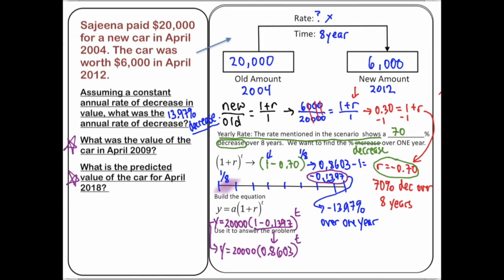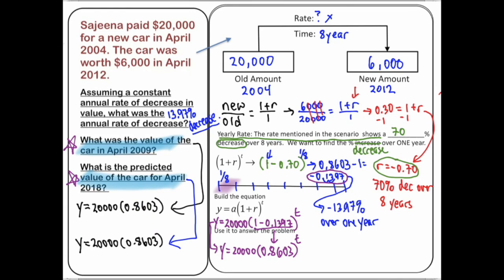And that is going to be the equation that we're going to roll with. So what I'm going to do is set up the two parts that we're going to need. We want to know what was the value of the car in April 2009 and what is going to be the predicted value of the car in April 2018, assuming that we're going to keep losing this particular percentage per year. So I'm going to set these up over here on the left-hand side, and I'll show you why.